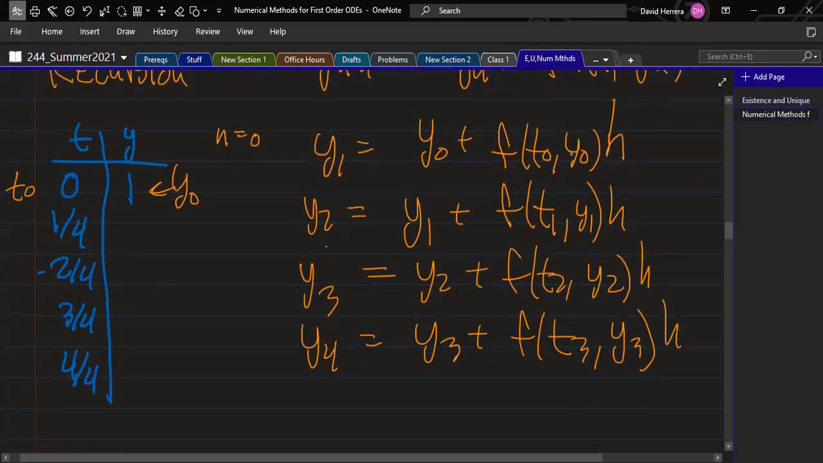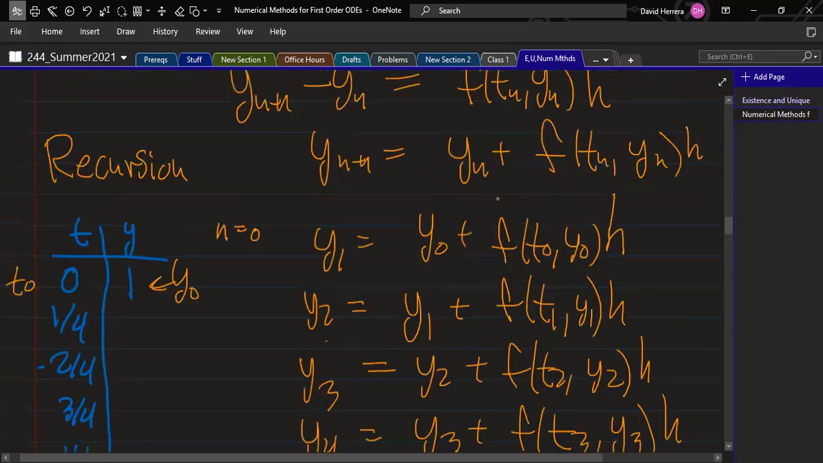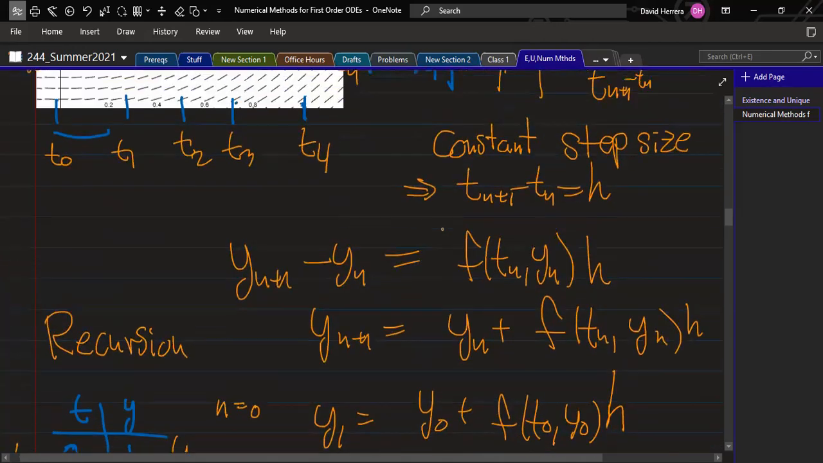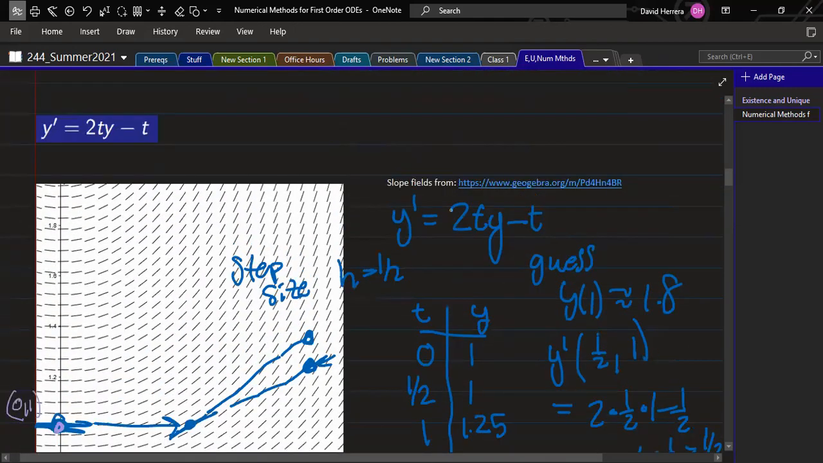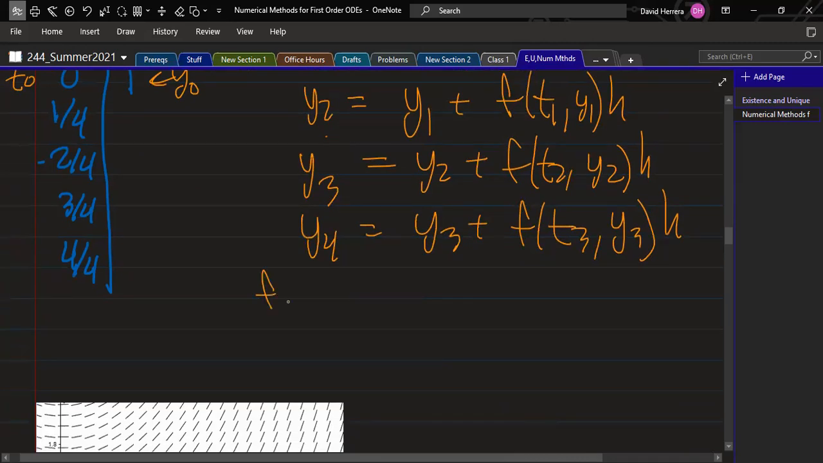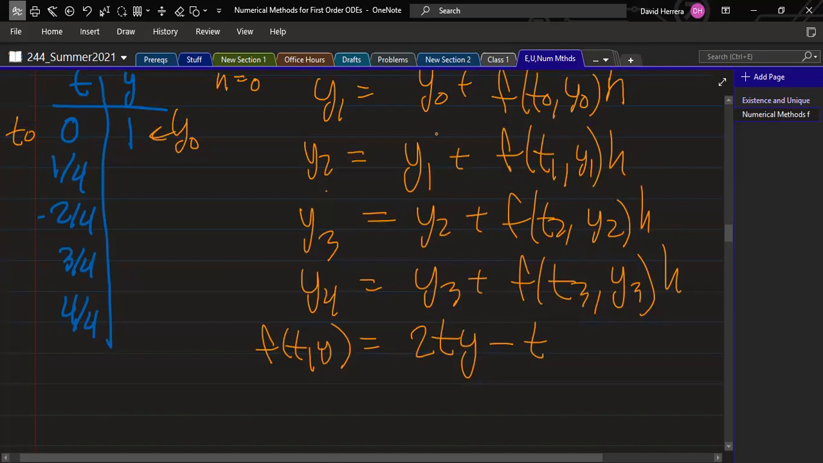So what is f of t0, y0? What is the expression for this right here? Not t0, y0, but just in general. What we do is we take this ugly expression, definitely should start with something simpler, but that's just what we're doing. So we had f of t, y equals 2ty minus t. So I'm actually going to calculate this one right here and this one right here, and I'll pause for an exercise and let you guys calculate the rest too.